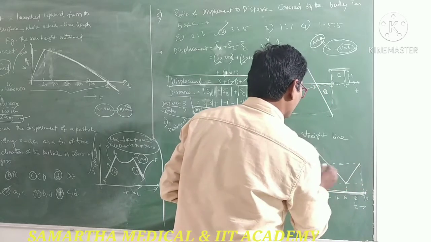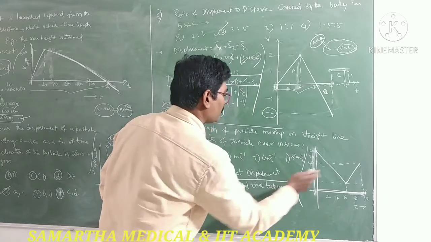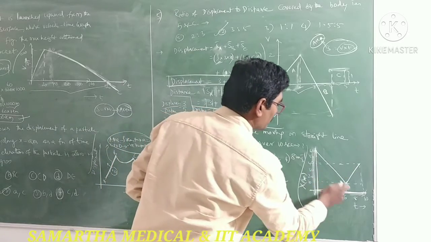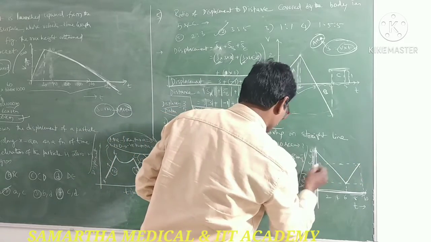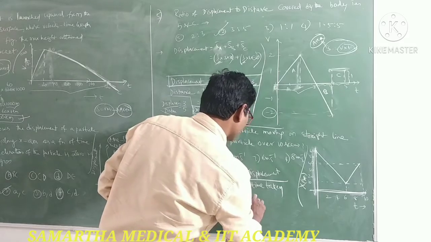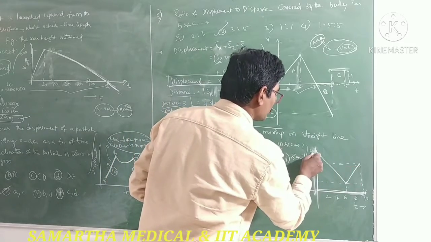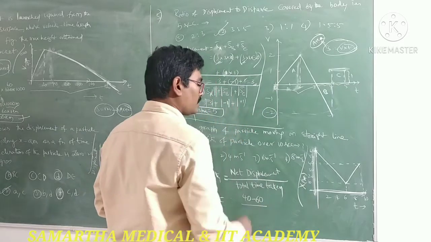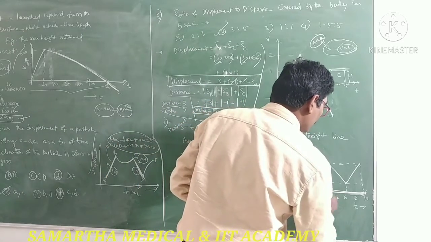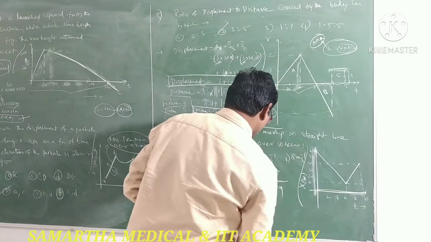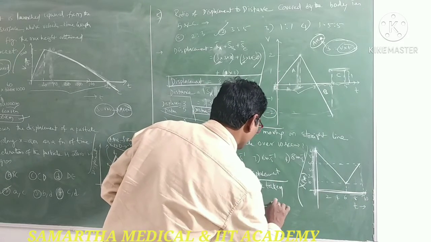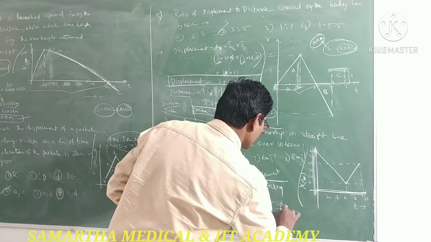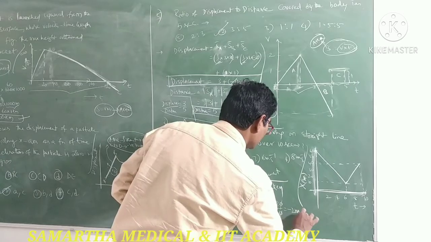So, displacement equals final position minus initial position. Finally, the particle after 10 seconds comes to 40 meters. So, final position is 40 minus initial position. Initially it started from 60. Divided by the total time taken, from 0 to 10 seconds, the total journey time, so 10. So, minus 20 by 10, the 0 got cancelled. So, minus 2 meters per second.